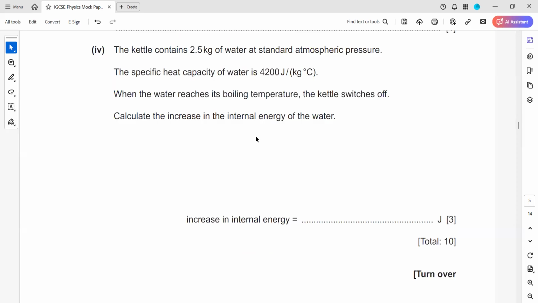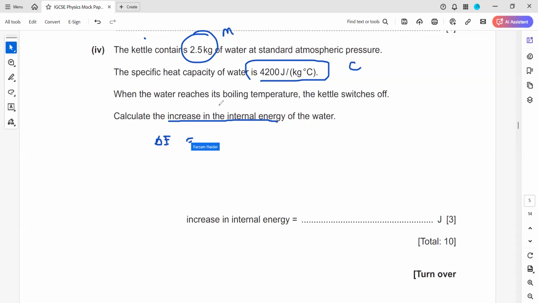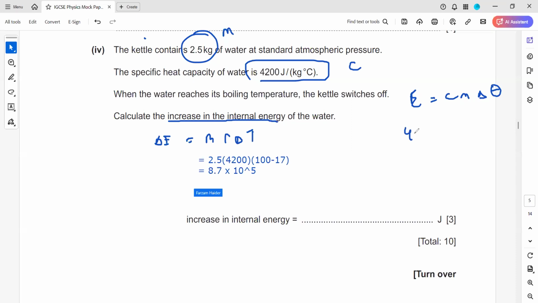A kettle contains 2.5 kilograms of water, so we have the mass. The specific heat capacity is 4,200, so this is C. When the water reaches the boiling temperature, the switch turns off. Calculate the increase in internal energy. So E equals c m delta T, or delta theta you can also use. The specific heat of water is 4,200 and the mass of the water is 2.5.